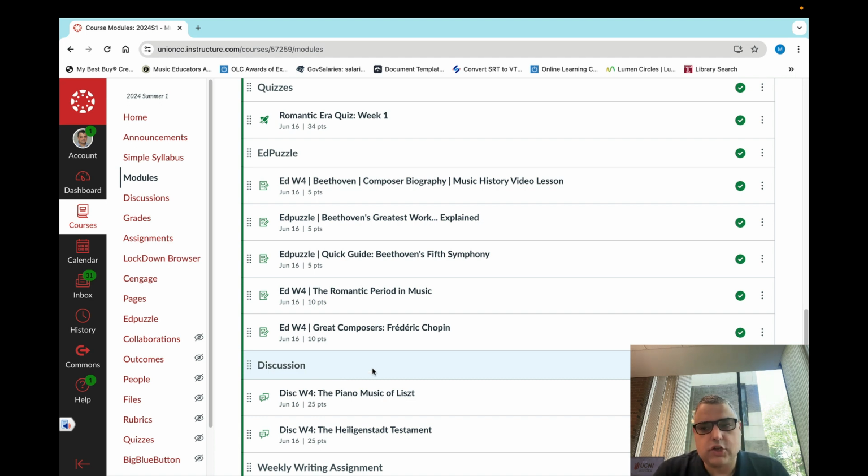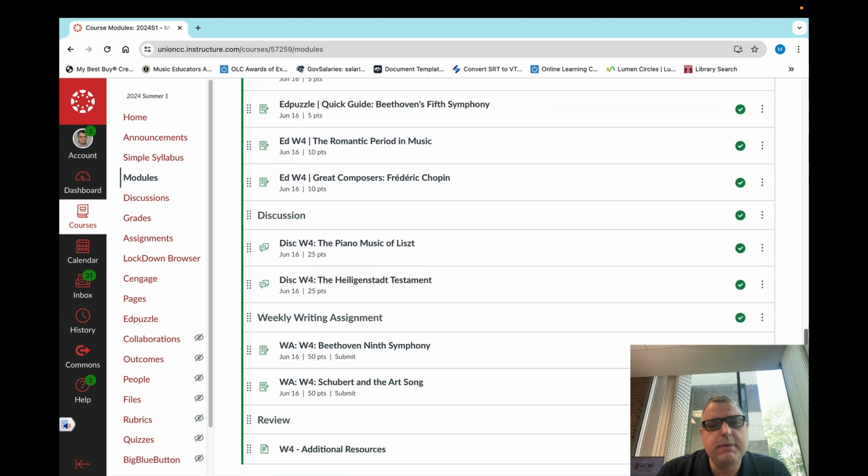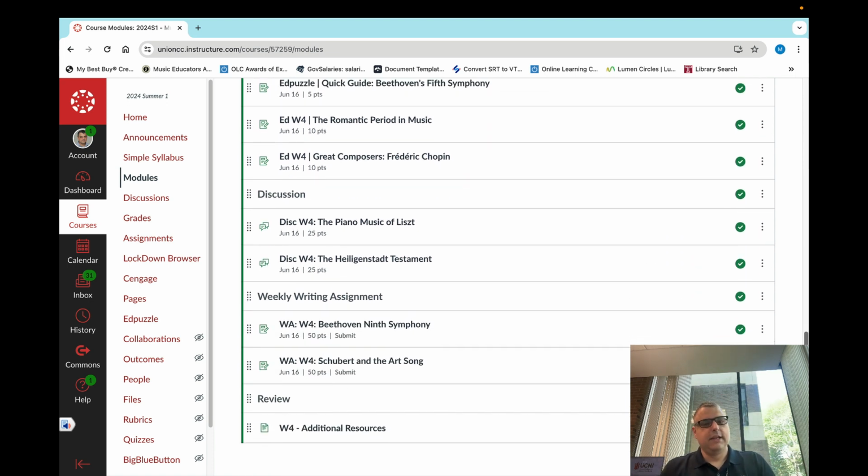So we have 2 discussions this week. One's going to be on the piano music of Liszt, and Franz Liszt, he's a Romantic composer. He's a phenomenal pianist, and he's kind of like the rock star of the 19th century. Okay, he goes concertizing throughout Europe, and he has all these flashy gestures on the piano, and he does all this virtuosic music, and people love him. So that's going to be one discussion.